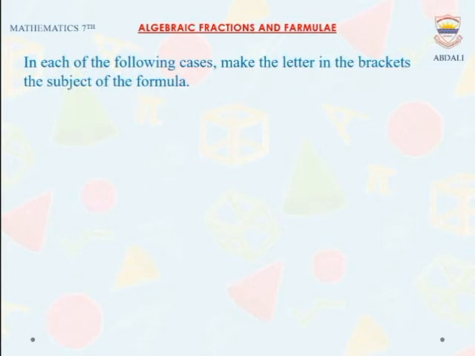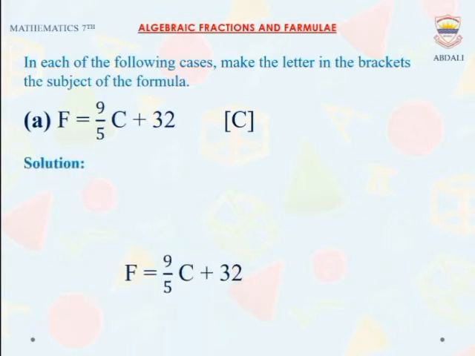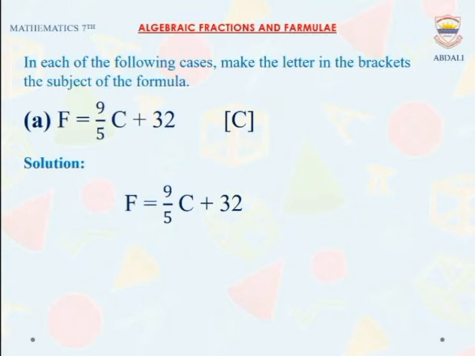Same statement. In each of the following cases, make the letters in the brackets the subject of the formula. Now the question is f equals to 9 by 5c plus 32, and we have to find the value of c. c is in the bracket, and c will be the subject of the formula. Okay, so let's start our solution. So firstly, we will rewrite our question as it is, and after that we have to find the value of c. So we have to separate it.